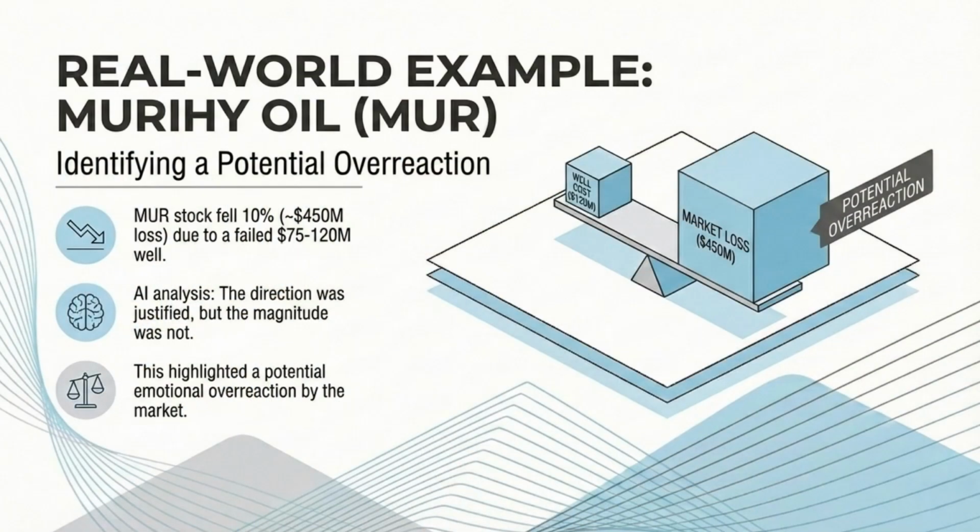In this case, the catalyst was news that one offshore exploration well turned out to be non-commercial. In plain English, the company won't make the money it hoped from that well. That does justify a decline. But here is what the AI helped highlight. The estimated cost associated with that well was roughly $75 to $120 million. Yet a 10% drop in the stock wiped out over $450 million in market value. So while the direction of the move made sense, the magnitude didn't. That's what I would classify as potential overreaction.